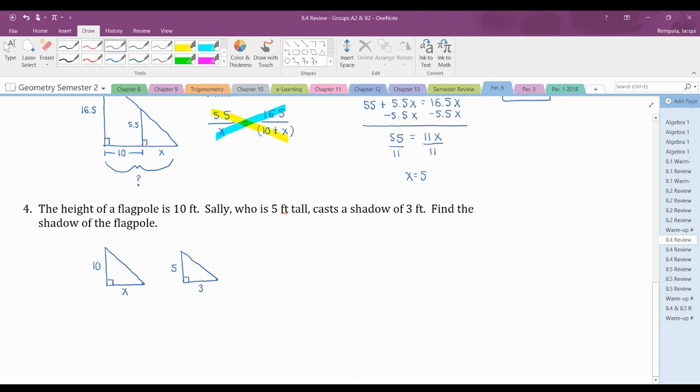And then once again, we can think height over shadow, so 10 over X, and that's going to equal height over shadow, so 5 over 3. I want to cross multiply so I can start solving for x. But notice that once I solve for x, it represents the shadow of the flagpole, and that's what I want. So I don't have to do anything other than solve for x. So we'll have 5 times x, and that's going to equal 10 times 3, which is 30. I'll divide both sides by 5. I'll get x to be 6. 6 is my answer. I'm not going to forget my units, so it's actually 6 feet.